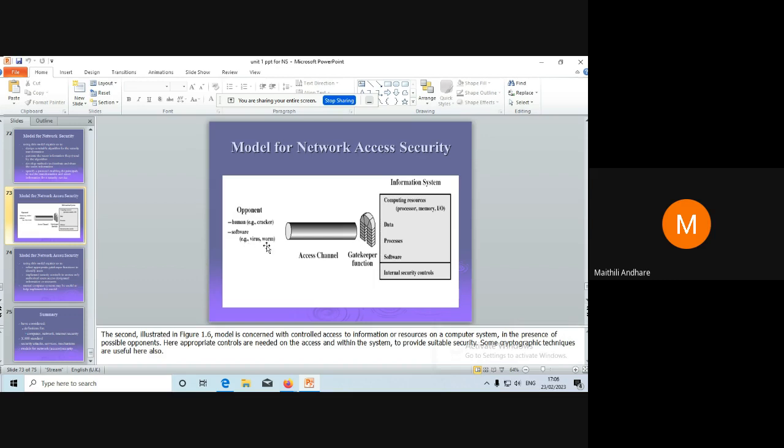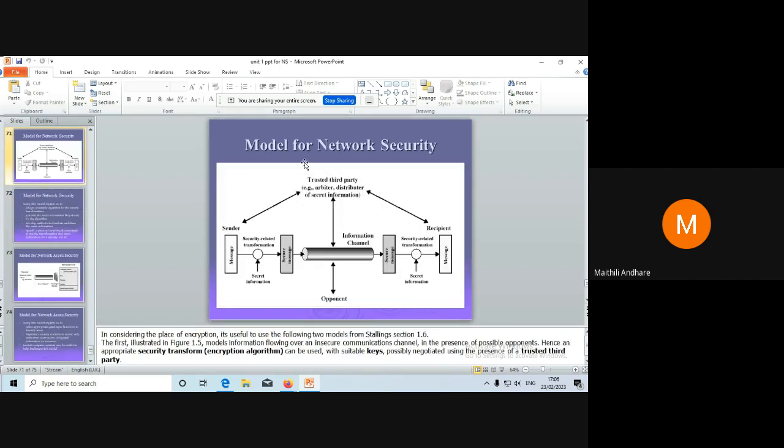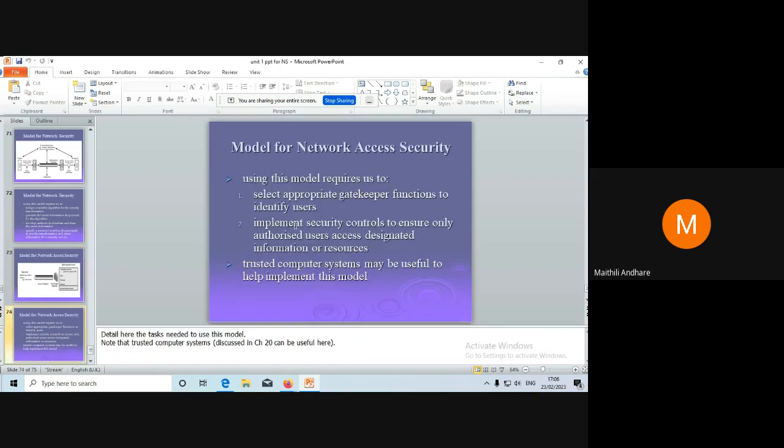Different viruses are there. So that's why this is the important function. The gatekeeper function plays an important role. Okay. So this is just a model for network access security, and this is a generalized model for network security. This is a generalized model, but here this plays an important role. Now it is written what we can do from this particular model for network access security.